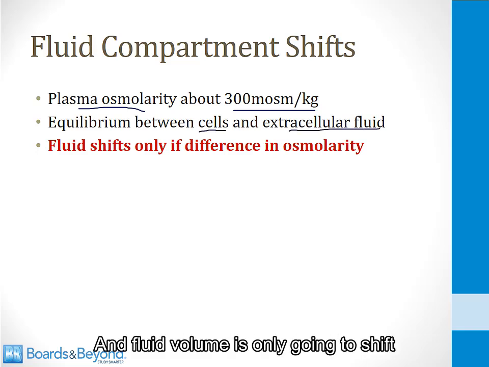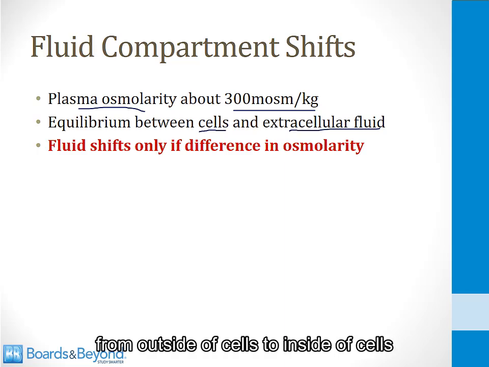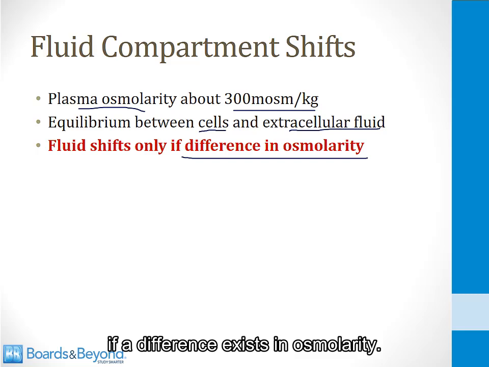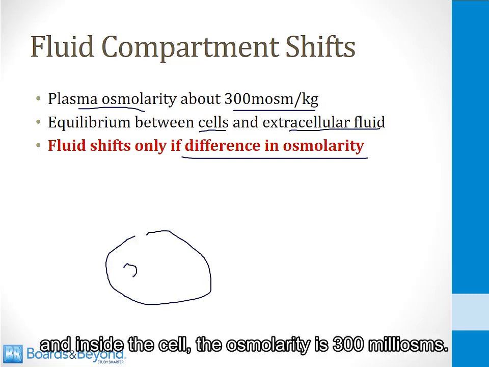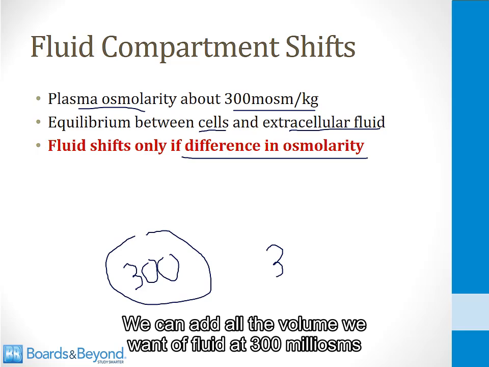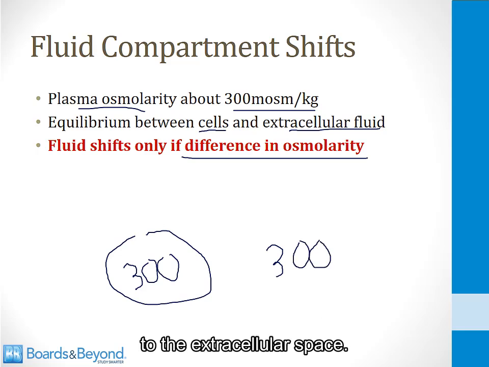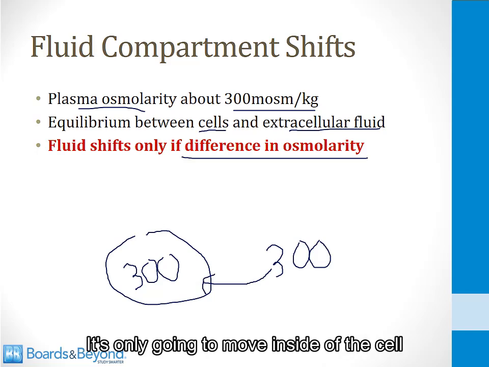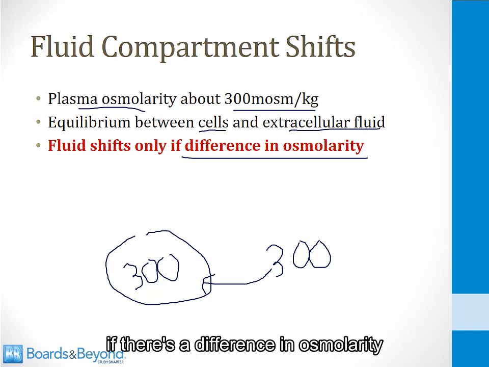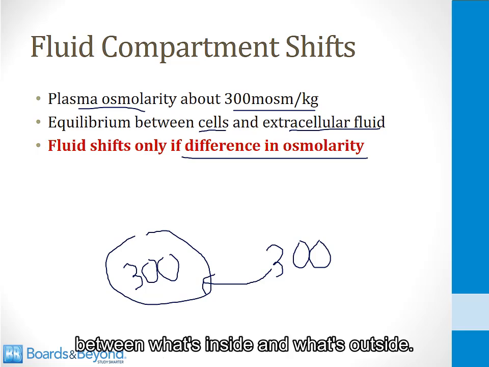Fluid volume is only going to shift from outside of cells to inside of cells if a difference exists in osmolarity. So for example, let's imagine that we have a cell, and inside the cell the osmolarity is 300 milliosmoles. We can add all the volume we want of fluid at 300 milliosmoles to the extracellular space. None of that volume will move inside of the cell. It's only going to move inside of the cell if there's a difference in osmolarity between what's inside and what's outside.